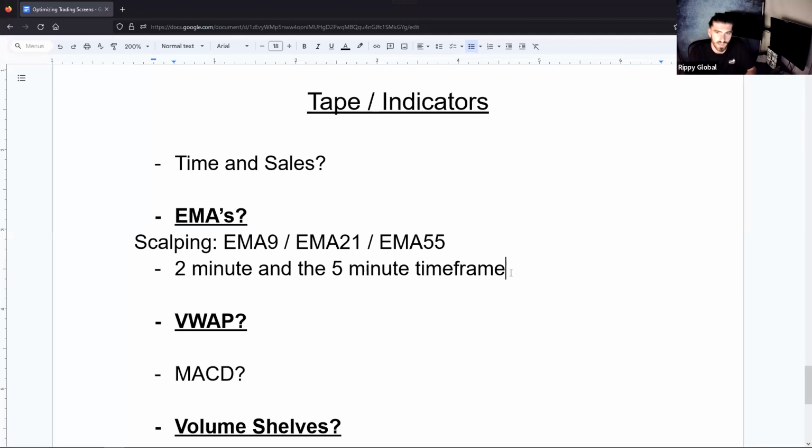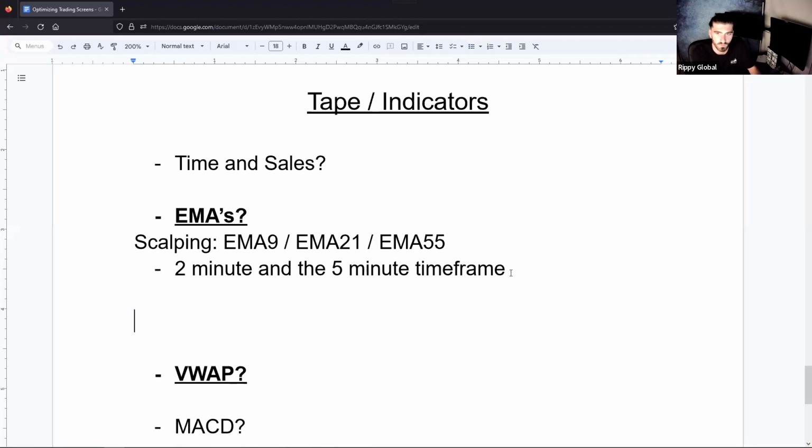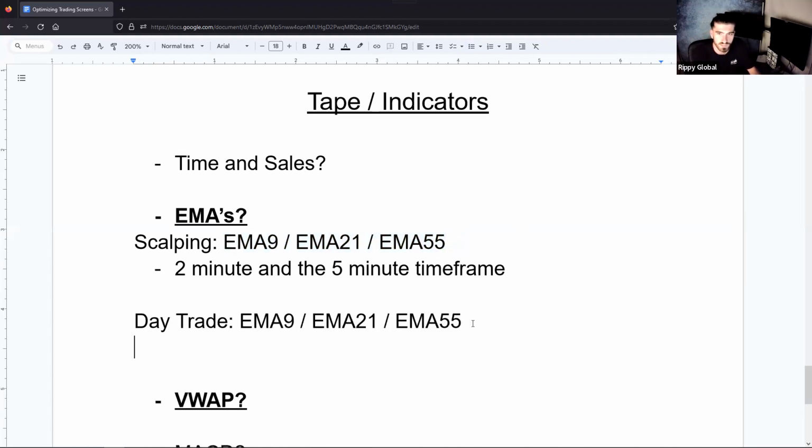I have multiple systems that I go through, whether it's scalping, day trading, or swinging, and the EMAs are what I tend to use the most for all of those. So when I day trade with the EMAs, same thing as above: I use the 9, the 21, the 55. Not much changes for me when I use the EMAs. The biggest change is the time frames. That's what makes it work the way it does.